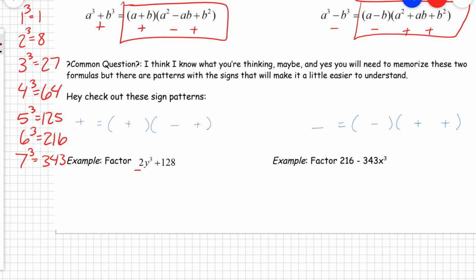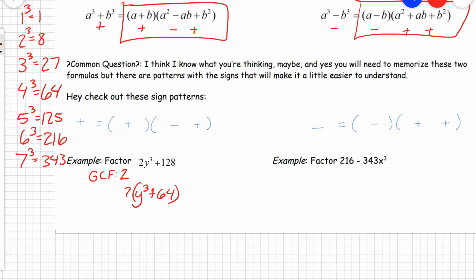The first example starts off with 2y cubed plus 128. Neither of those numbers are cubes. But remember the first rule in factoring? We need to see if there's a greatest common factor between those two. In this case it's just going to be 2. So when I divide out a 2, we would be left with y to the third plus 128 divided by 2, I'm sorry, not by 3, by 2. It's just going to give us 64.